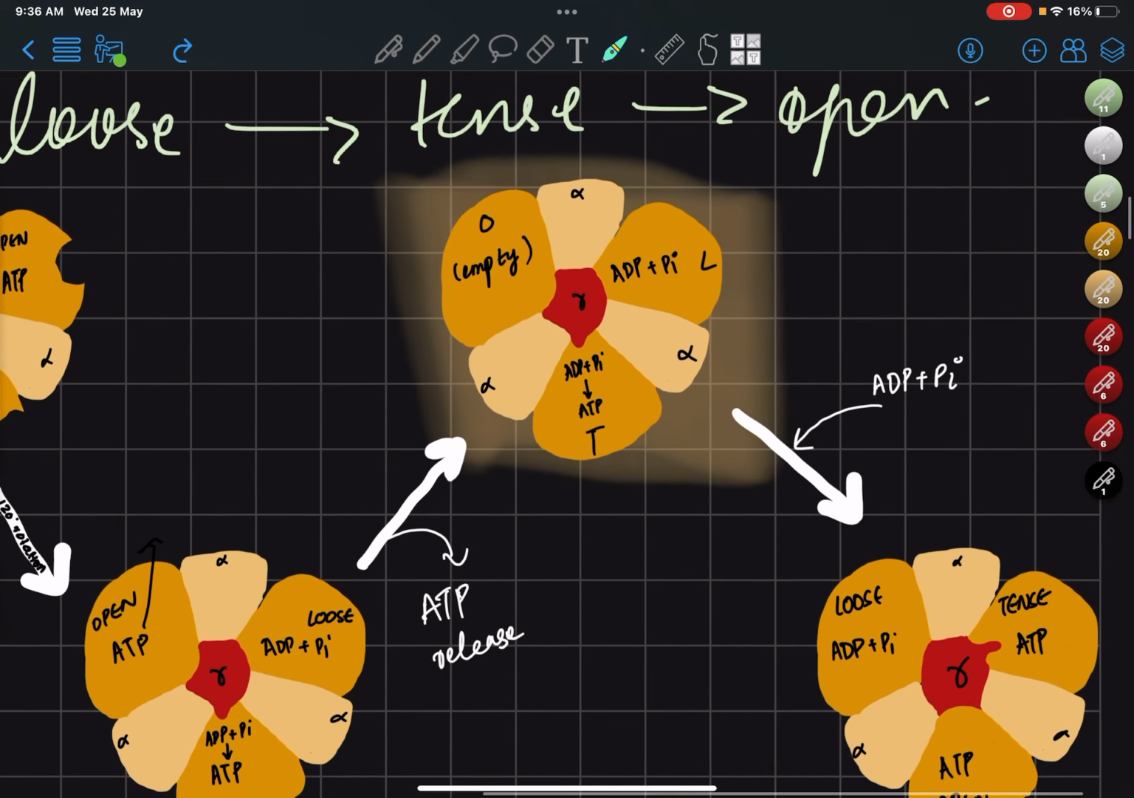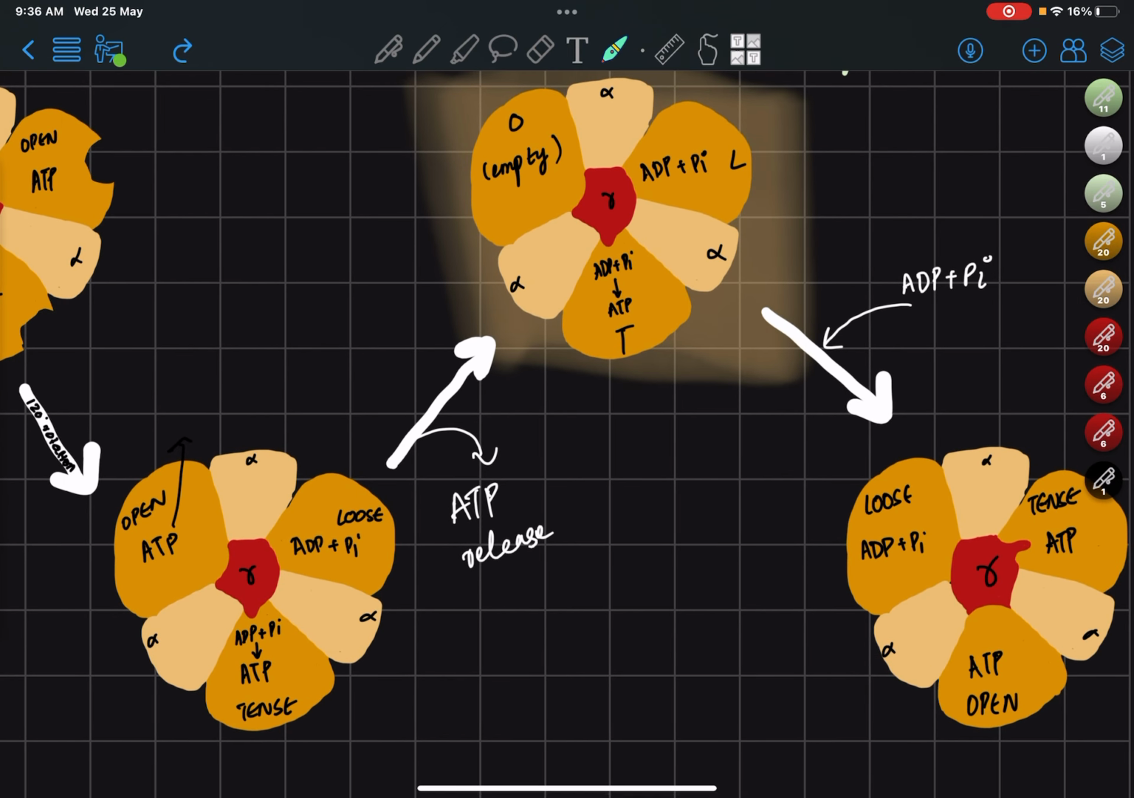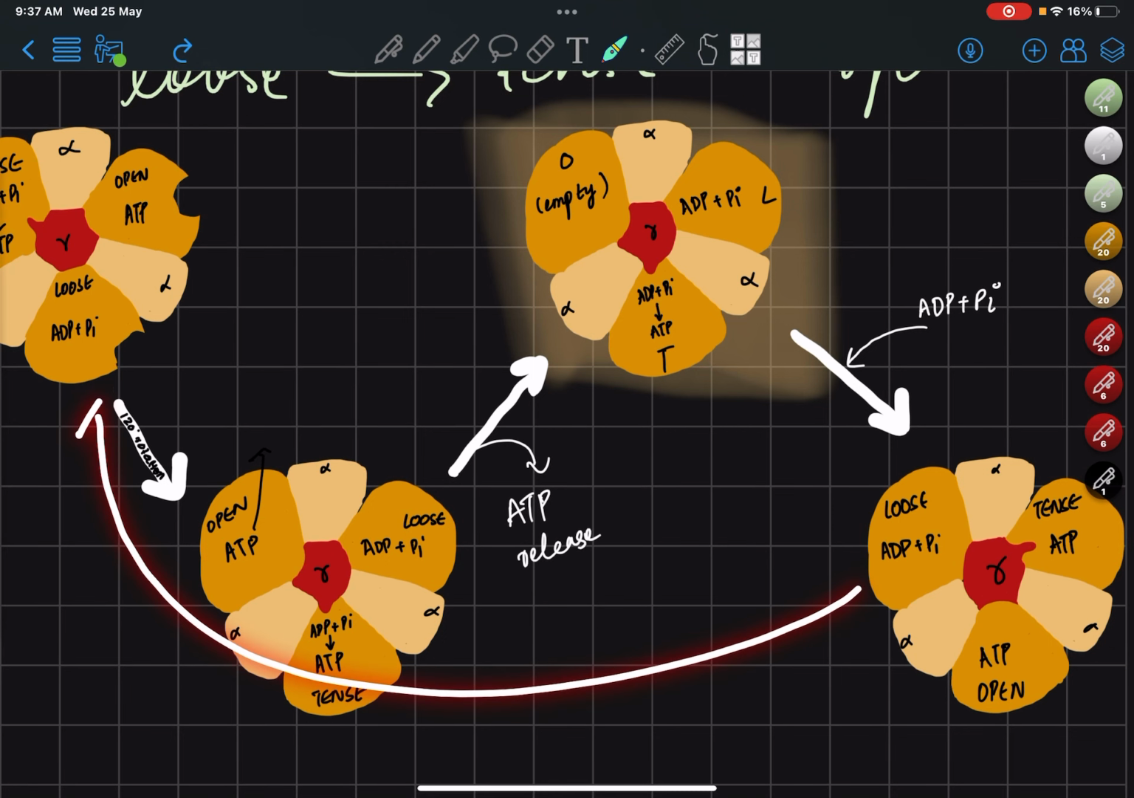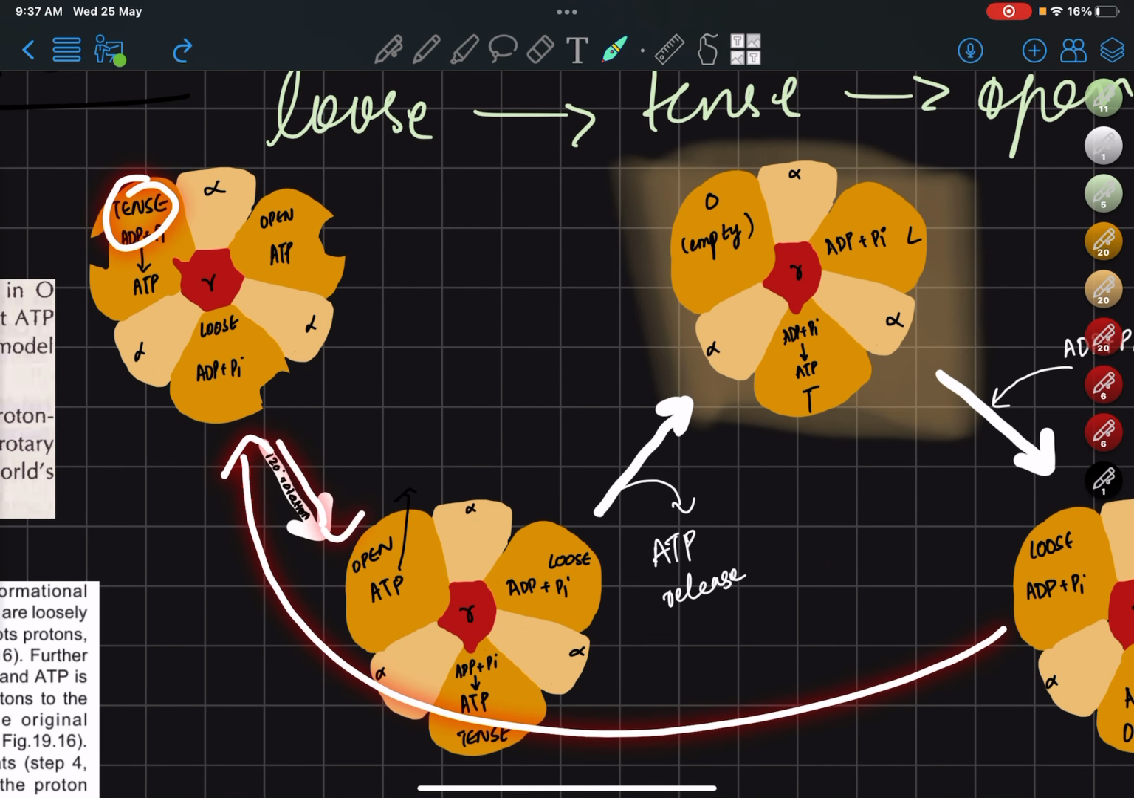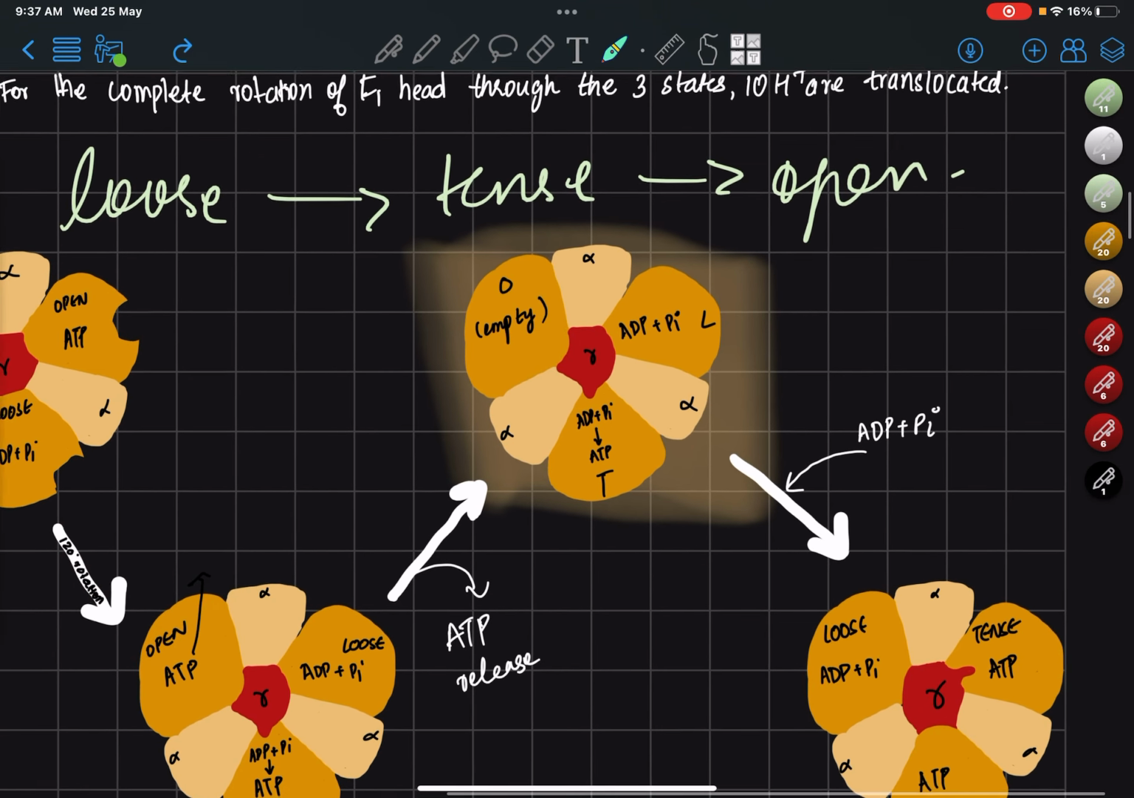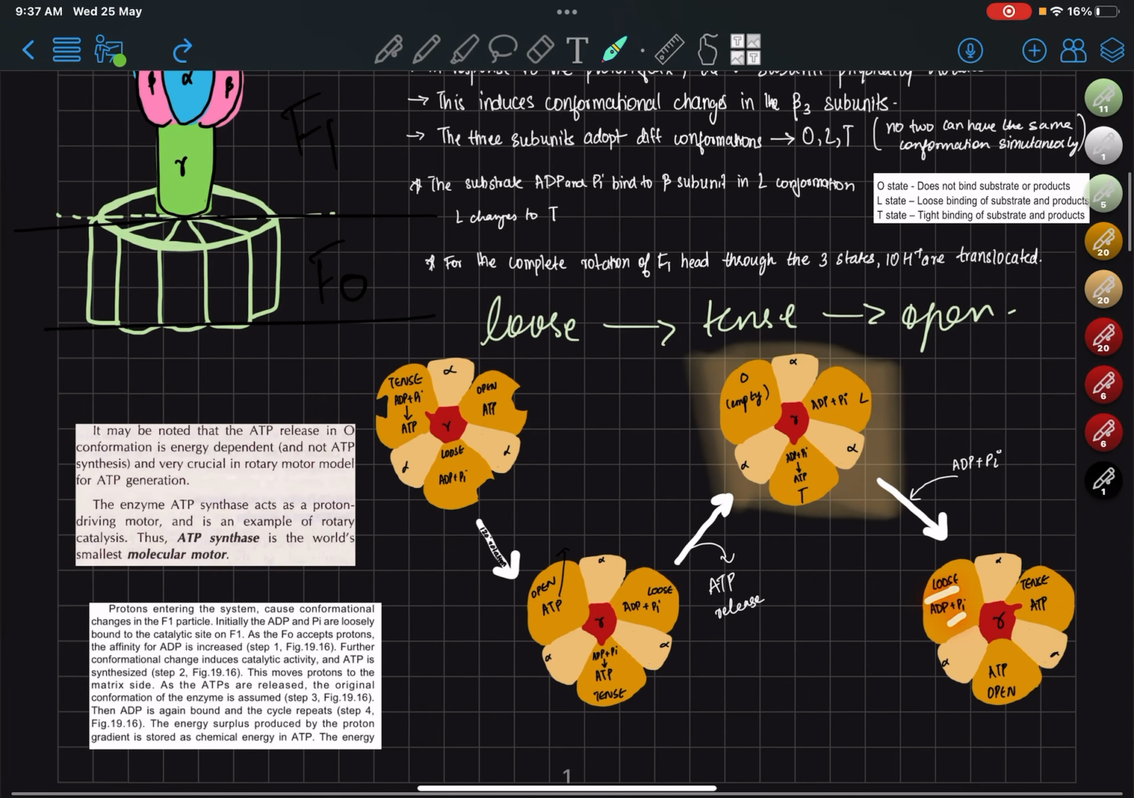So now we follow it from here. If we see here, this open state is giving its ATP out. That's what happens in the open state. Momentarily after ATP release, O is empty. Then conformational change occurs and the loose state is formed where the ADP and Pi are binding. And then again the same thing happens. It changes into tense, then again changes into open. ATP is released, it's empty. Then again it changes into loose and ADP and Pi are added.